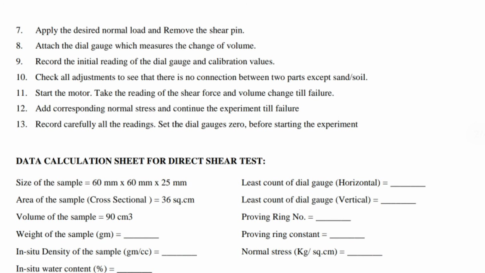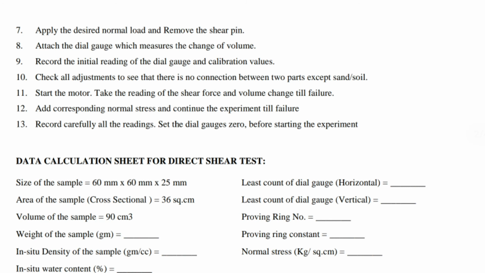Then record carefully all the readings, whatever you have noted or whatever is given, and set the dial gauges to 0 before starting the experiment. That comes under the measurements you need to take during your test. So these are the steps for how we can calculate the direct shear test. It is directly calculated, that's why it's known as the direct shear test.